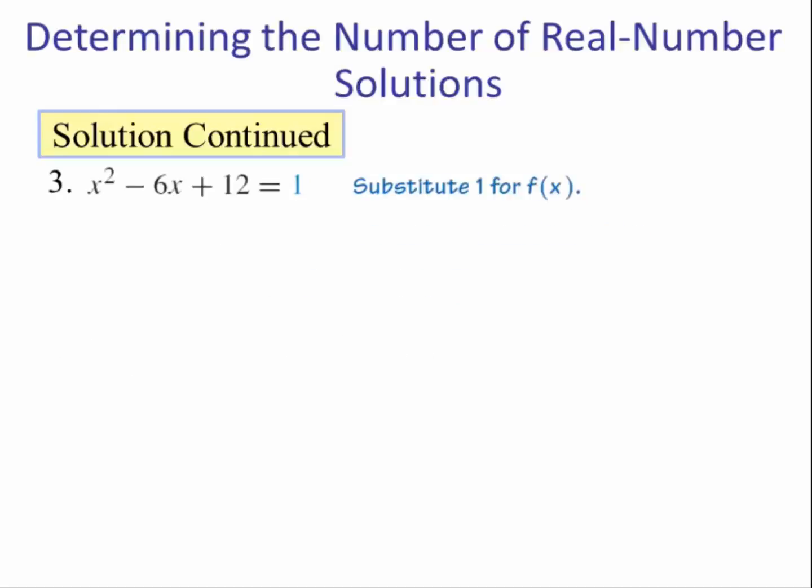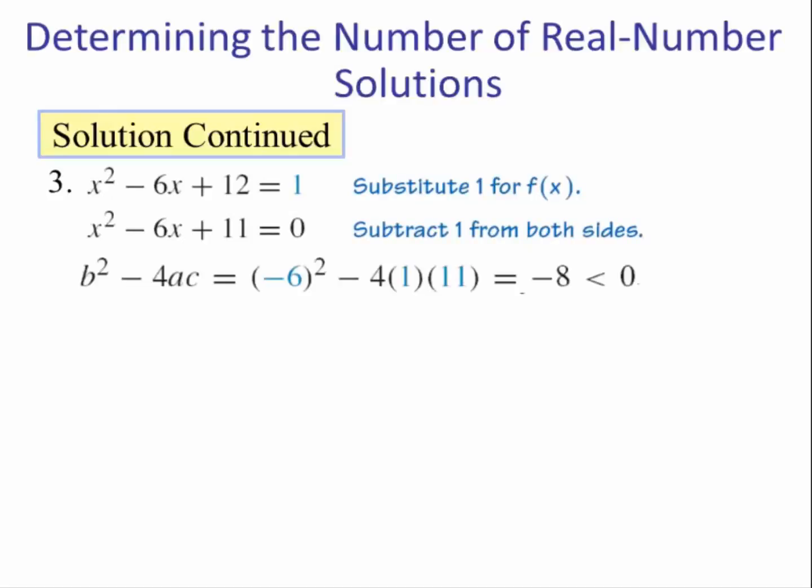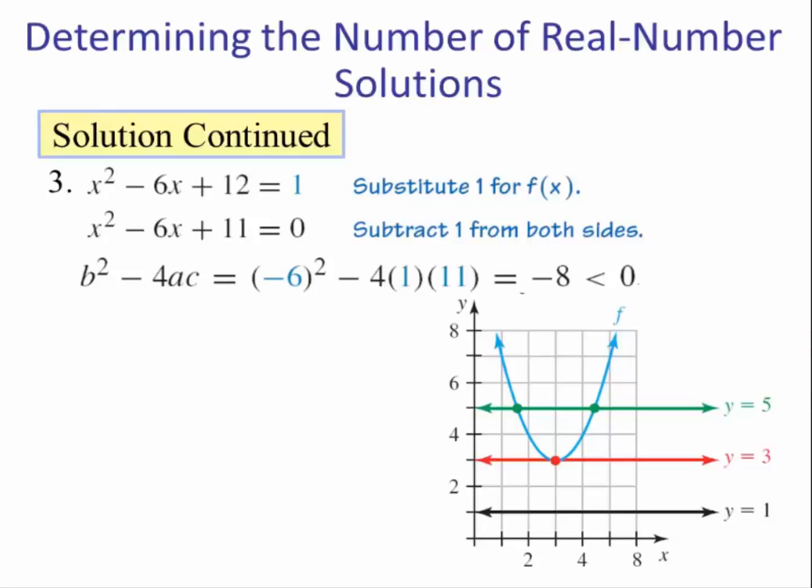The last one, number 3, we subtract 1 from both sides. A is 1, b is negative 6, and c is 11. We end up with negative 8, which is less than 0. There are no real solutions. Therefore, this parabola does not cross y equals 1. Let's look at all three. For number 1, we did 5. There were 2 points of intersection. When y was equal to 3, there was 1. And when y was equal to 1, there were no points of intersection.